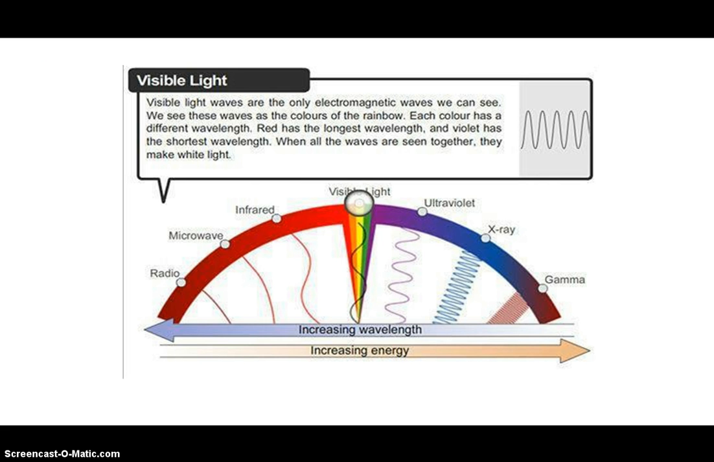Visible light waves are the only electromagnetic waves that we can see. We see these waves as the colors of the rainbow. Each color has a different wavelength. Red has the longest wavelength and lowest energy, and violet has the shortest wavelength and the highest energy. When seen together, they make white light. Most of the time when we see light, we don't see the individual colors. It's only when it's split through a prism, or raindrops in the case of a rainbow, that we see them broken into their different colors.